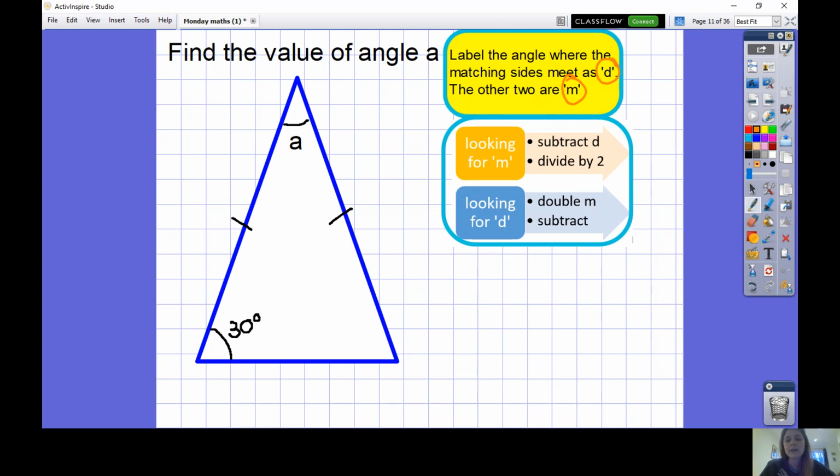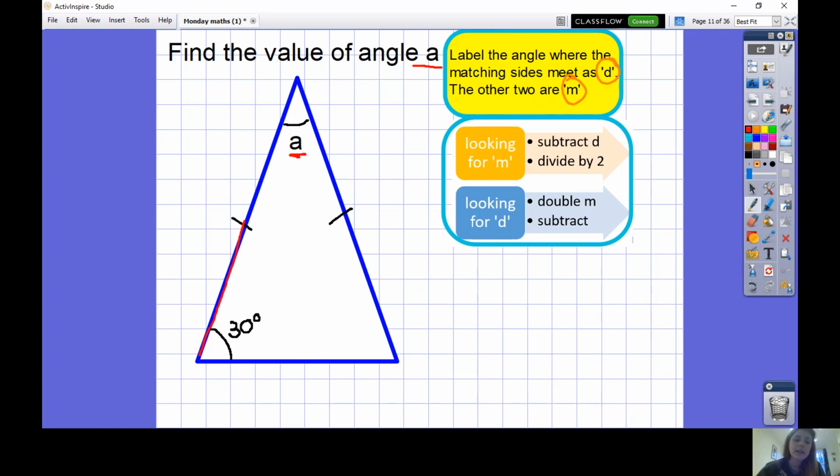So we're going to go through a few examples. Don't worry, I'm going to go through plenty of examples so you can see lots of different ways of doing it. So in this question, I'm being asked to find angle A. I can see angle A here is at the top. Before I go any further though, I need to decide if angle A is the angle that's matching or if angle A is the one that is different to the other two.